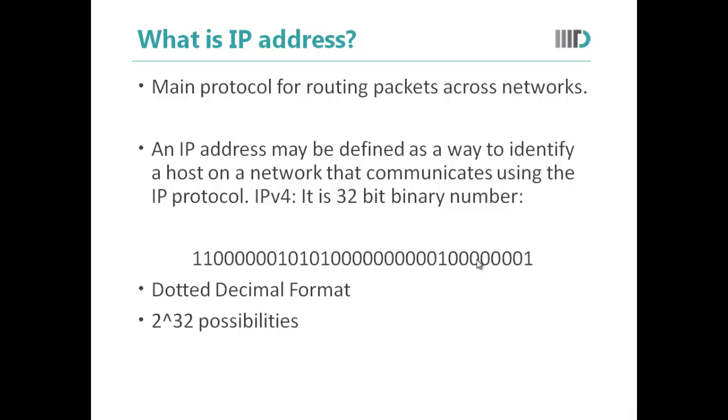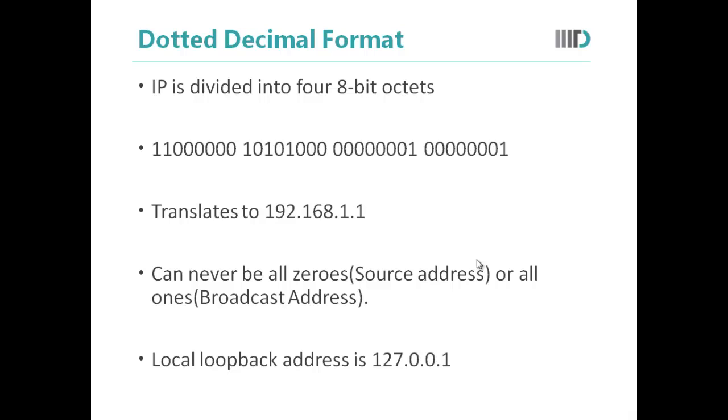IPv4 is a 32-bit binary number. As shown, this 11000 and so on, it is an IP address. Now, it is difficult for us humans to communicate in this way, so we have another format known as the dotted decimal format. An important thing to be noted here is that since it is a 32-bit binary number, there are 2 raised to the 32 possibilities of IP addresses, but not all are used, are they?